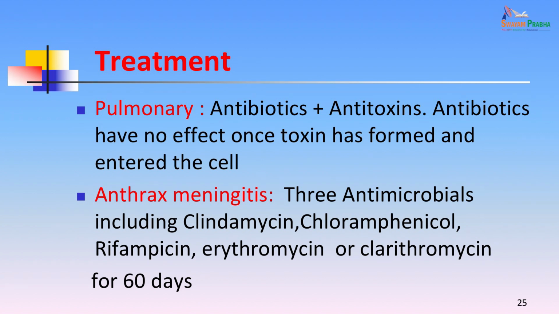A common complication of pulmonary anthrax is anthrax meningitis, which would require 3 antimicrobials including clindamycin, chloramphenicol, rifampicin, erythromycin or clarithromycin for 60 days. So, it requires prolonged therapy. The most difficult of all the clinical manifestations of anthrax to treat is anthrax meningitis.